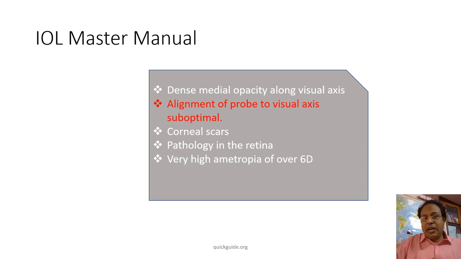Now, where are those places where you may have a suboptimal reading, and you may not have a very good reading? If the patient is not looking at the fixation light, if the rays of light are not actually going onto the fovea, if there are corneal scars, or pathology in the retina, for example posterior staphyloma, or very high ametropia of over 6 diopters, these are the places where you may not have very good fixation.